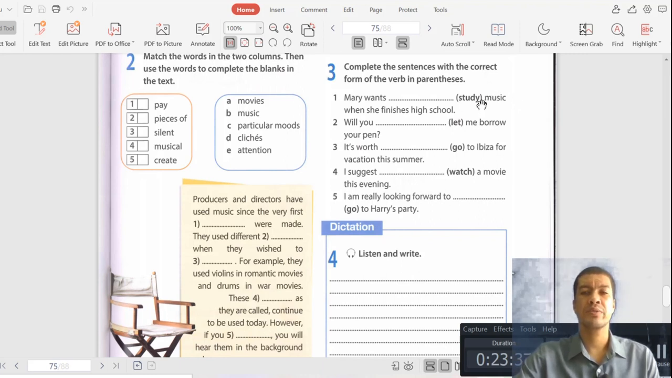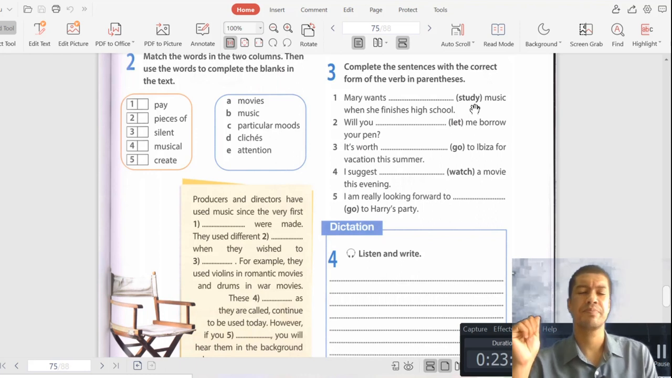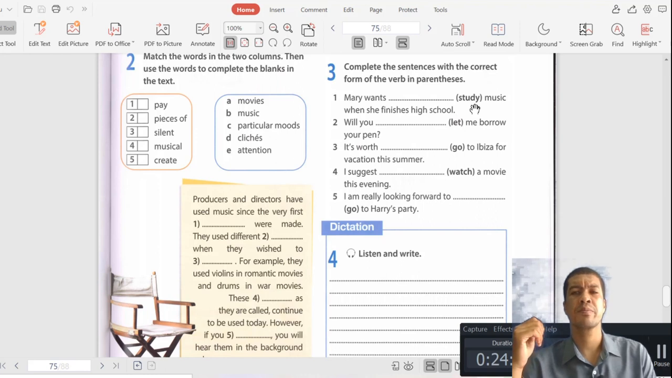If we had to use the verb in the parentheses and we use studying, which we can use, but then what is missing is the word will. Mary wants to be studying would not be correct, but the correct word will be to study, which speaks of a future event, future tense. Will you let me borrow your pen? The verb in the parenthesis stays the same. So we do not change the verb at all.